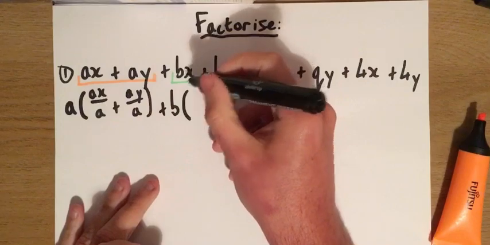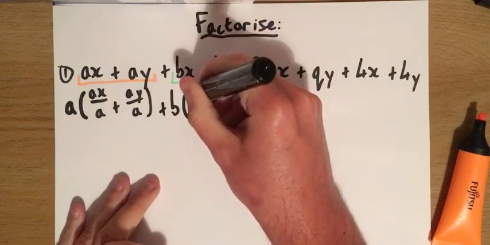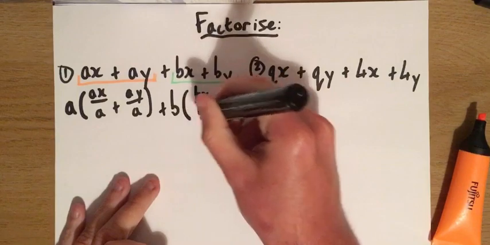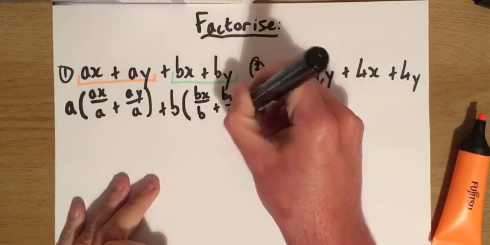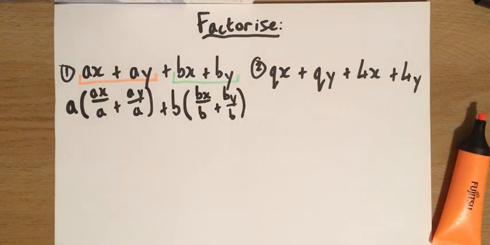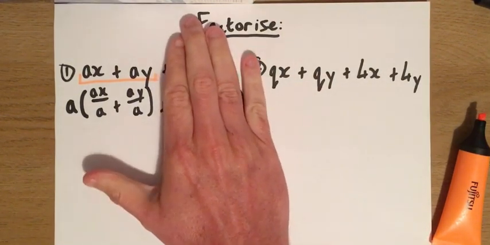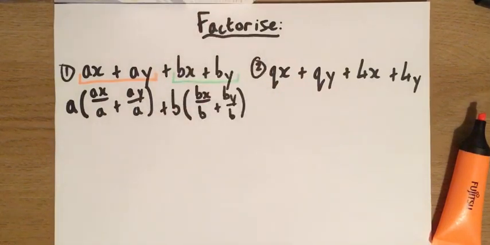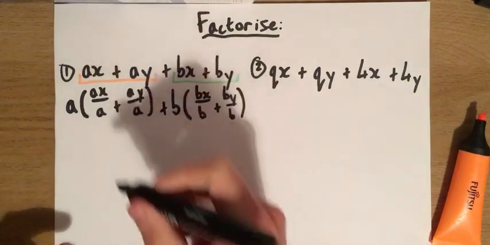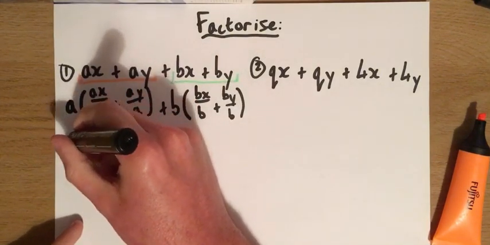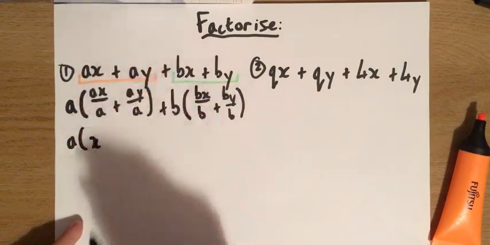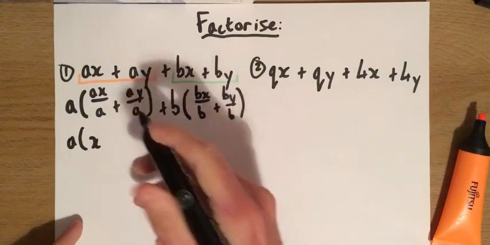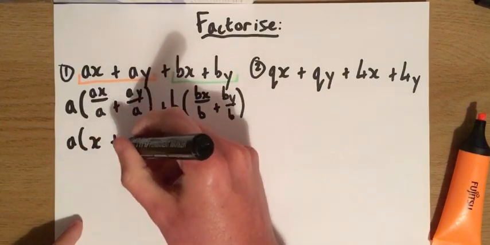If you factorize b out, you need to divide both of these by b. So bx divided by b plus by divided by b. So there's nothing new there. It is the same factorizing you were doing before. You're just splitting the question up in two first before you do that. Let's finish off this factorizing then. So a brackets, ax divided by a is just x. Ay divided by a is just y.